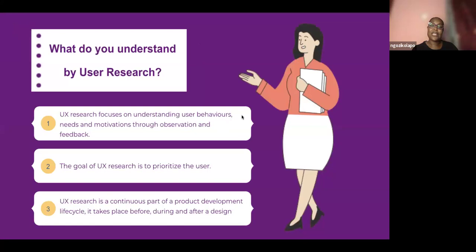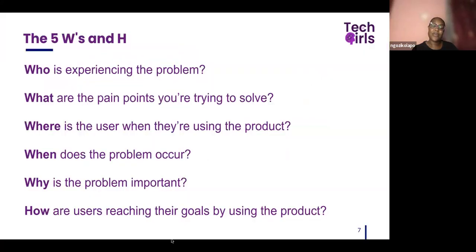Do we understand? Do we have any question? Any question? Yes, but the last one. Okay, the last one is, how are users reaching their goals by using the products? So when they are using the product, how are they reaching their goals? Their goal is to be able to save enough money to probably pay for their rent. How are they now reaching their goals when they're using the product?